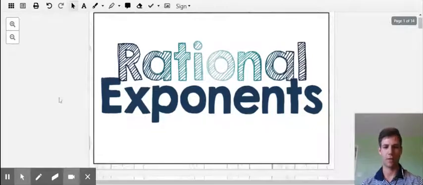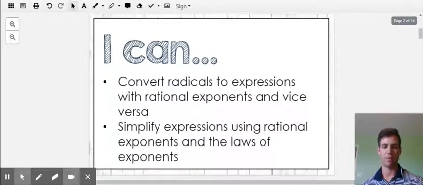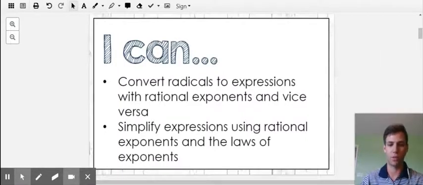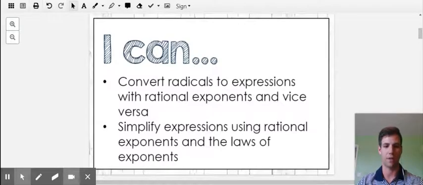In today's lesson, we will be covering a few things, but the main two things can be seen on this current slide. We're going to be converting radicals to expressions with rational exponents and vice versa. And we will also be simplifying expressions using rational exponents and the laws of exponents. We reviewed laws of exponents in a previous lesson video.